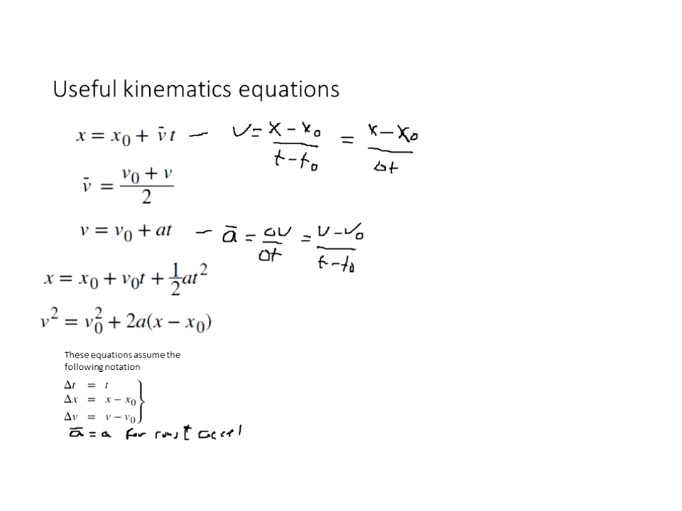In this case, we don't need to do this in two steps because if we look down here, we don't know what V is, but we do know what V0 is. We do know what V is. That's V final, which is 0. We know what V0 is. That was the 200 meters per second. We know what A is, and we don't know what X is. So this is the equation that we're going to use.